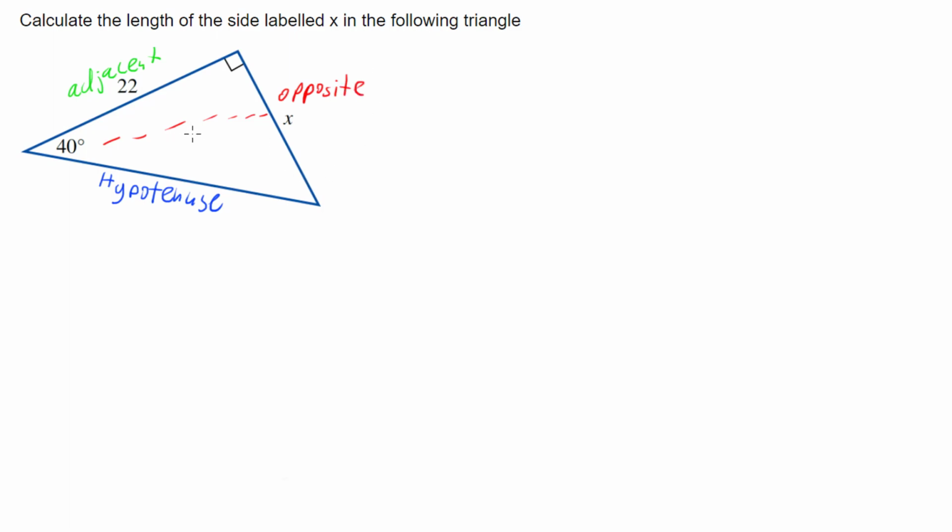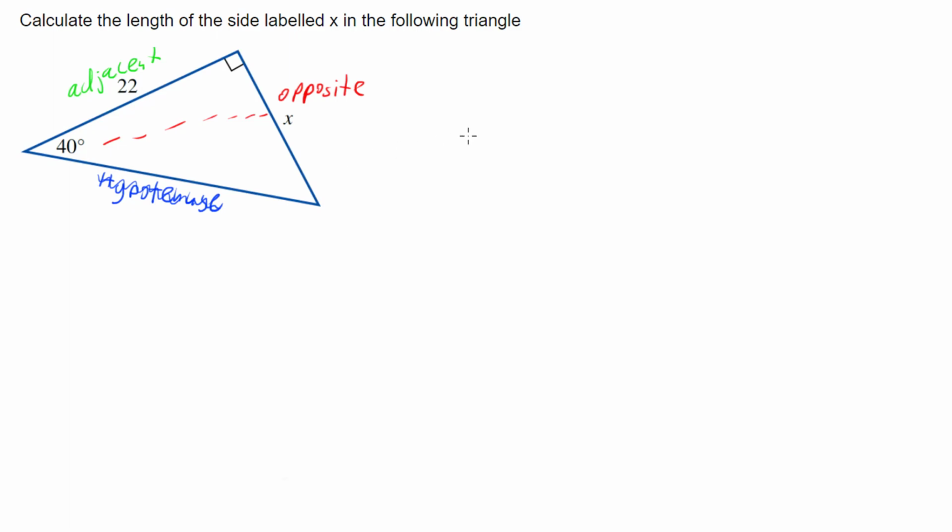So now I can look at what sides I've got information about. I don't have any information about the hypotenuse because I'm not trying to find it and I don't know how long it is. But I do know something about the adjacent side and I know something about the opposite side. I know the adjacent side is 22 units long, and the opposite side is what I'm trying to calculate.